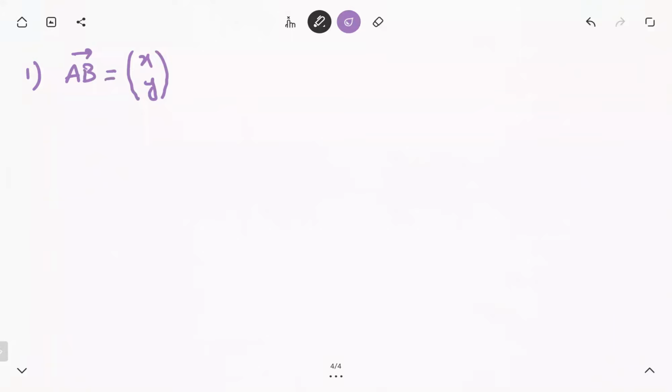So I am repeating, x is the movement along x-axis, along horizontal axis, either right or left. If you are moving towards right, your x will be positive. If you are moving left, your x will be negative. Similarly y is vertical movement. If you are moving upward, your y will be positive. If you are moving downward, your y will be negative.